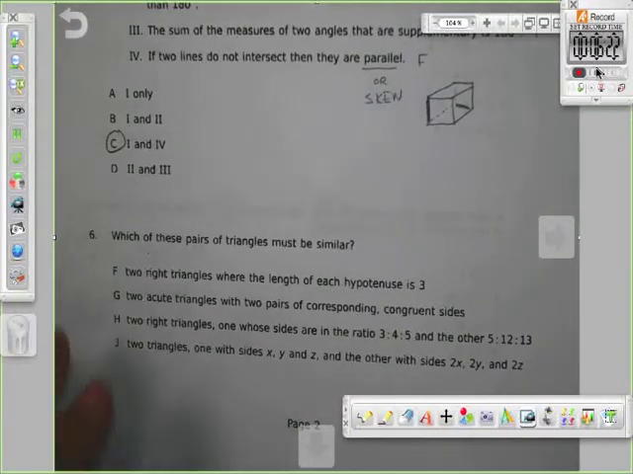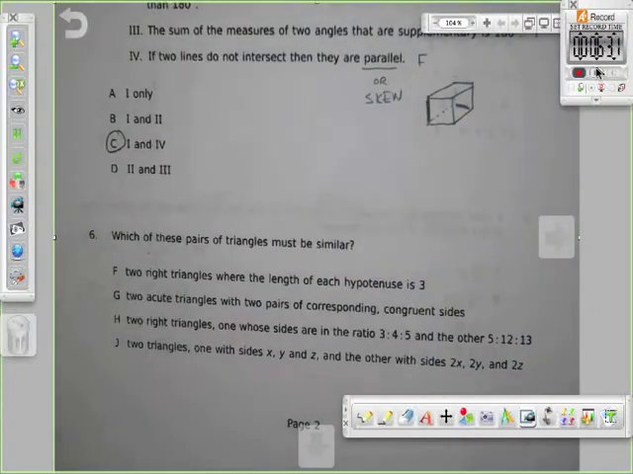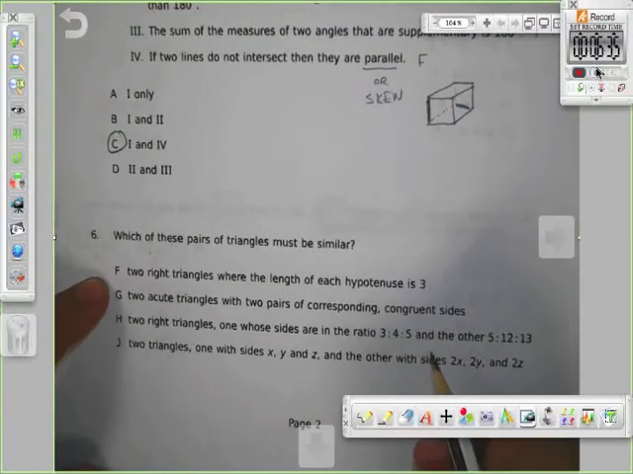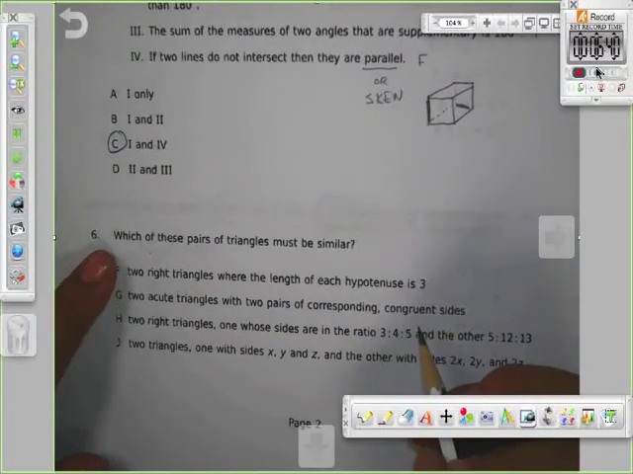Number 6, which of these pairs of triangles must be similar? Similarity. The definition of similarity is that angles will be congruent and sides are proportional. So letter F. Okay, where was I? Oh, an F.